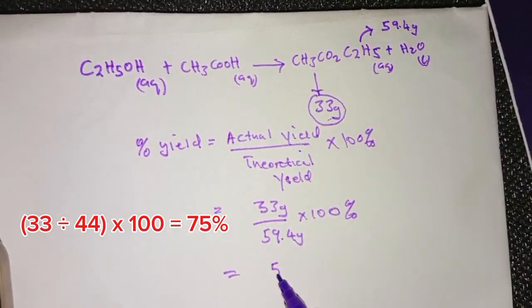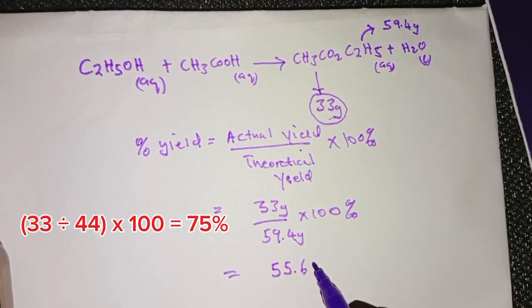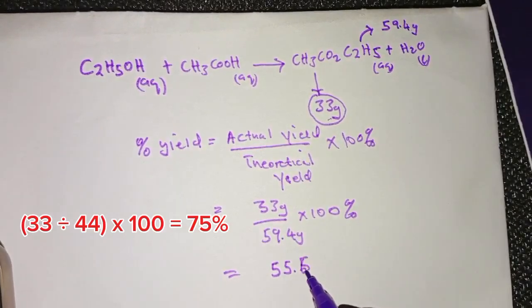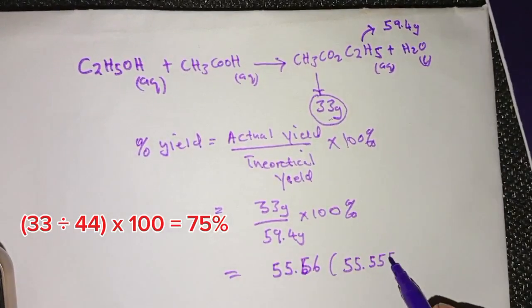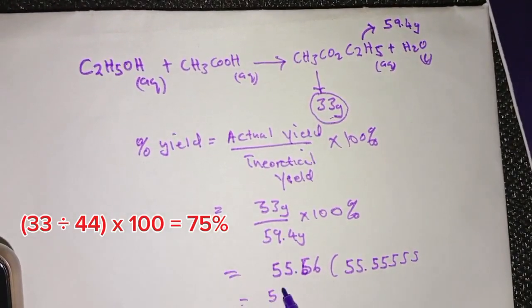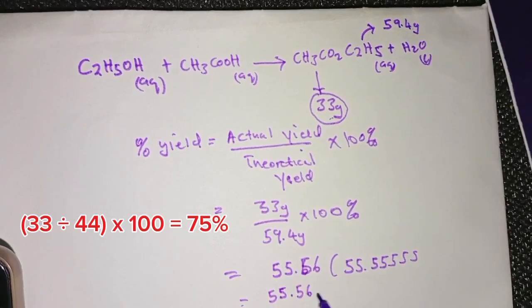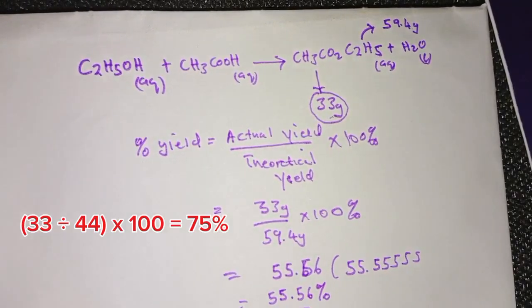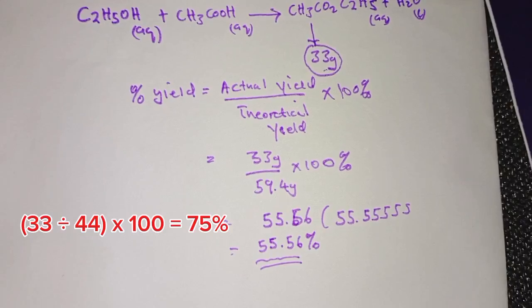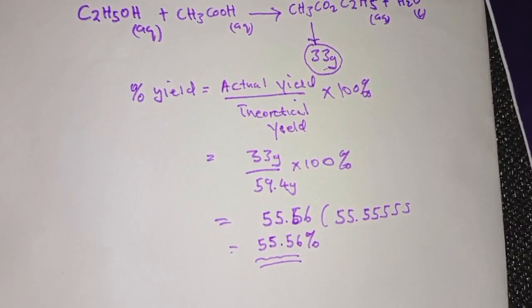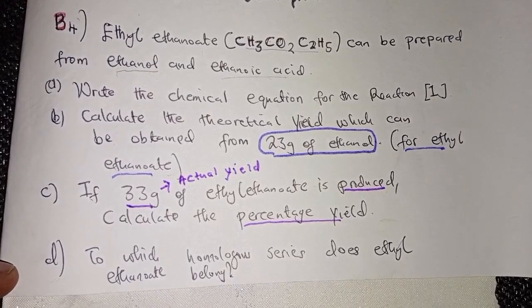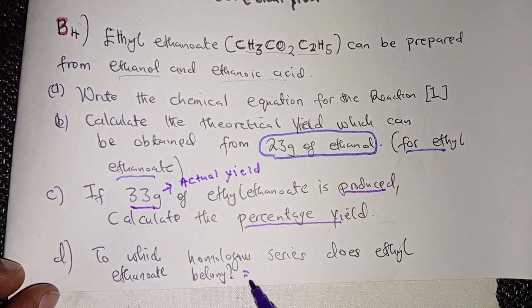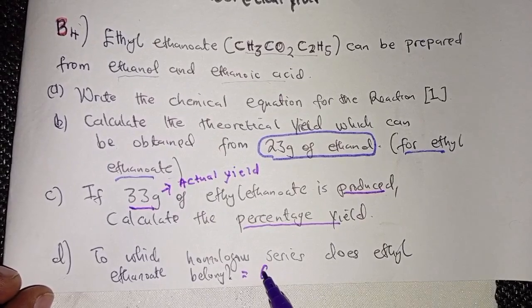So here you happen to get 55.6. Or you can say 55.56. Okay, because the actual answer is actually 55.55555. So to round it off, we just say 55.56%. Okay, so this is your percentage yield. Okay, that's your percentage yield for this question. The last question simply says, to which homologous series does ethyl ethanol belong? Okay, so the homologous series is it's an ester. Okay, it belongs to what we call esters.